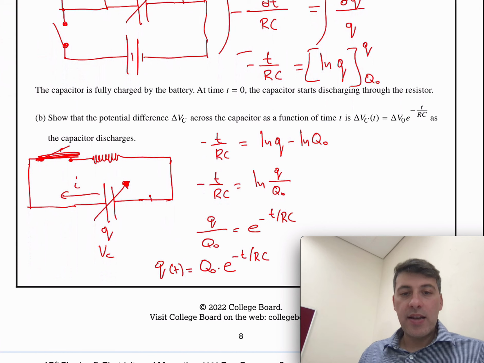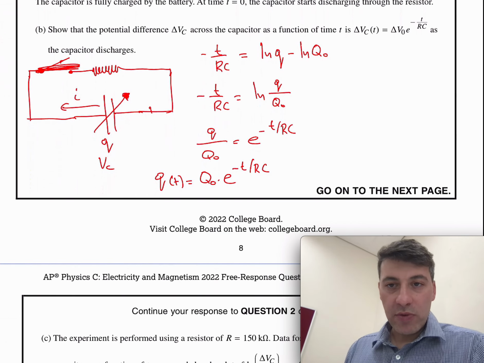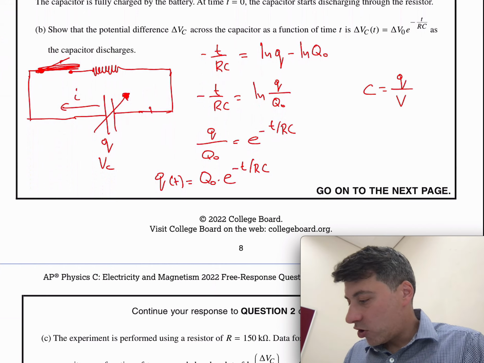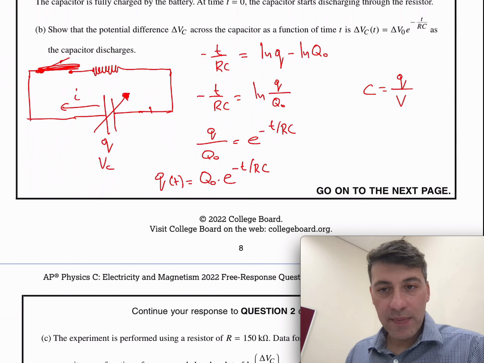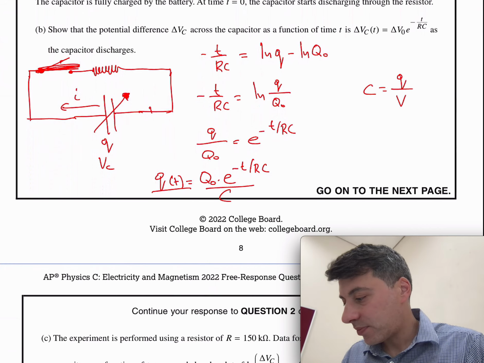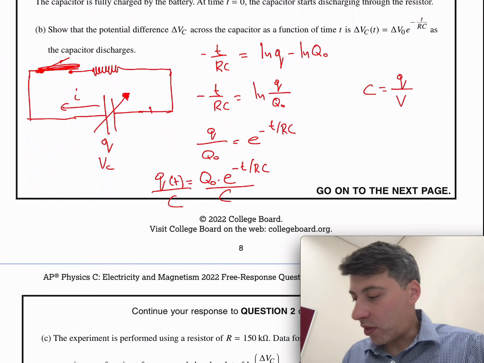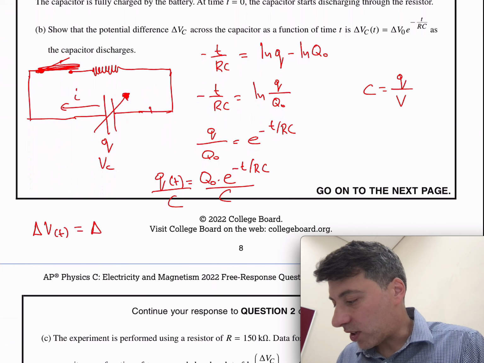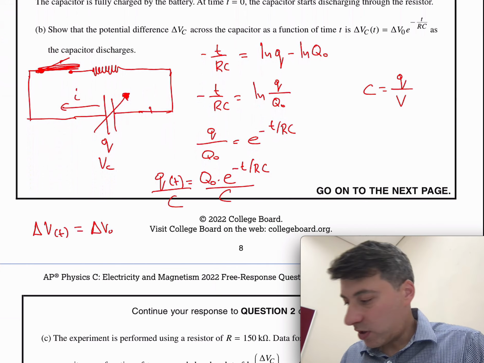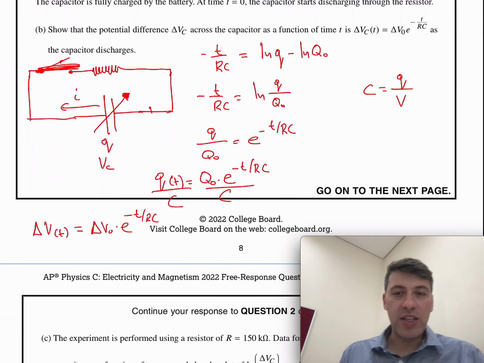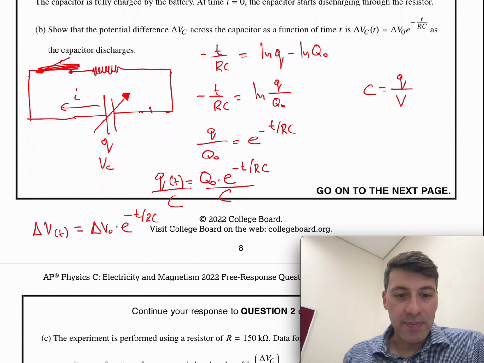Now, we don't have exactly the function that we need, but we remember that the capacitance is charge over voltage. So in the equation that we have, we have the right to multiply, or actually divide, by the capacitance. And from this we bring the voltage. So the voltage of the capacitor as a function of time is equal to the initial voltage delta V0 multiplied by e to the power of minus t over RC, which is what we need to prove. So part B is also done.